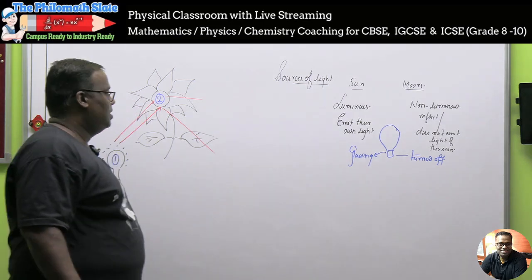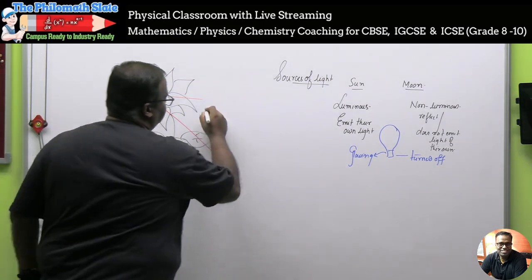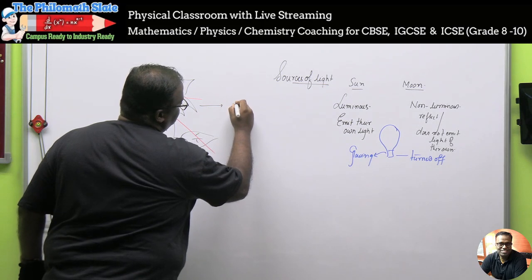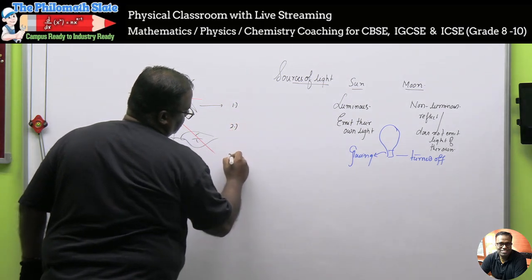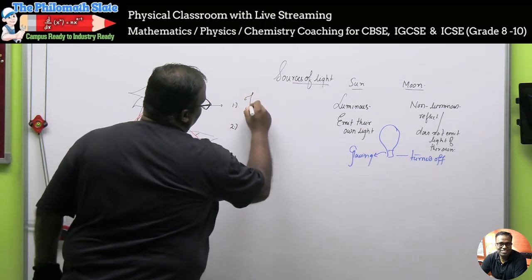अच्छा, अब आते हैं ऑब्जेक्ट के ऊपर. ये ऑब्जेक्ट्स को हम तीन तरह से क्लासिफाई करते हैं. ठीक है. नंबर वन वी कॉल इज ट्रांसपेरेंट.